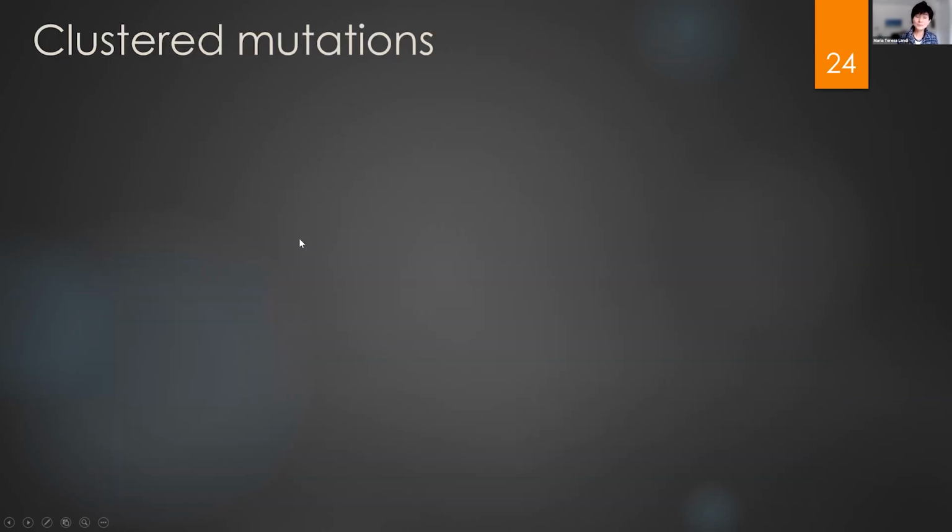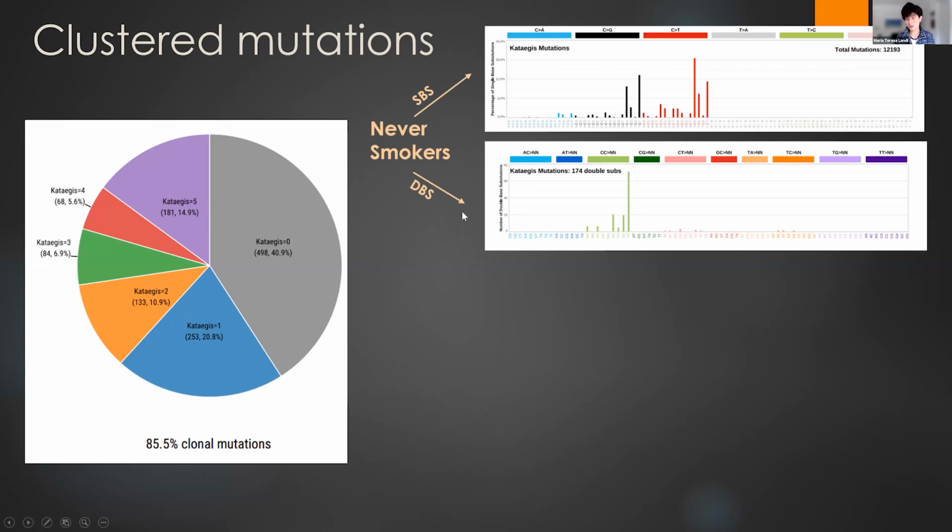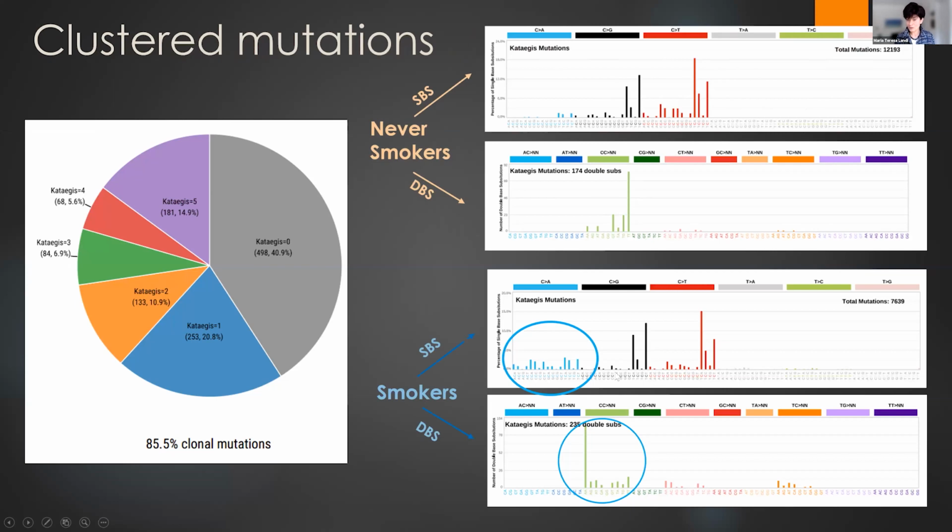We also looked at the cluster mutations, and we saw between 1 and 5 different clusters per sample, and they were mostly clonal. And then, as expected in the never smokers, the mutation signatures in these cluster mutations reflected the effect of the ApoBac. But in the smokers, the cluster mutations also had particular signatures that resembled the smoking exposures. And so clearly smoking can also contribute to the formation of these cluster mutations.